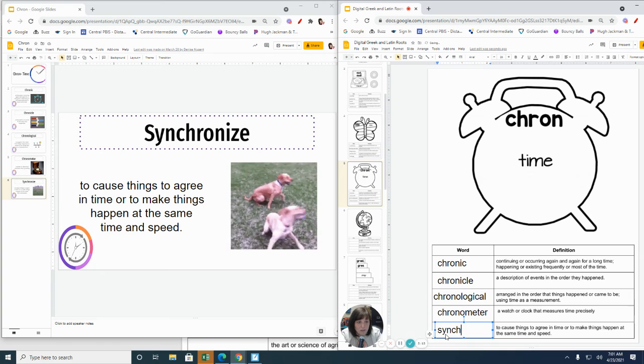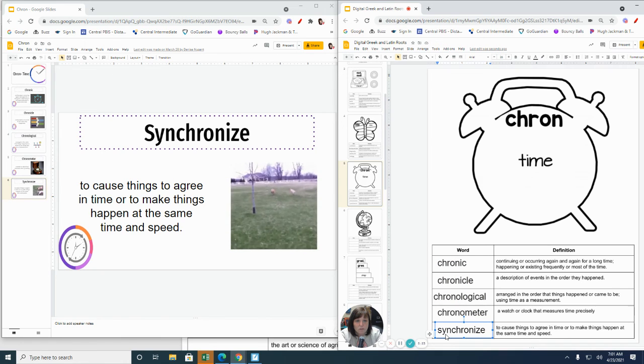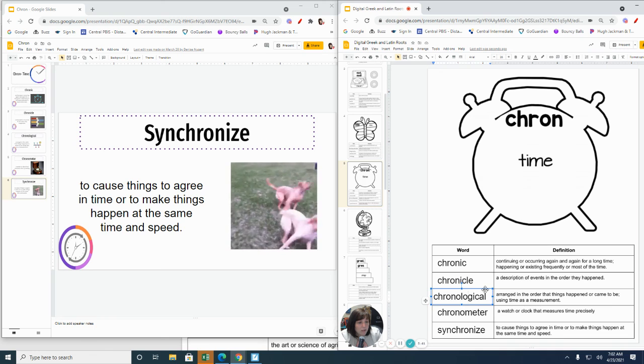This also makes me think of synchronized swimming, which is where, oh, look, they're totally synchronized. The puppies, look, wow. They're doing things at the exact same time. Synchronized swimmers also do this where they'll put their leg up all at the same time and then they'll all go down at the same time. And it's actually a sport. It's really cool.